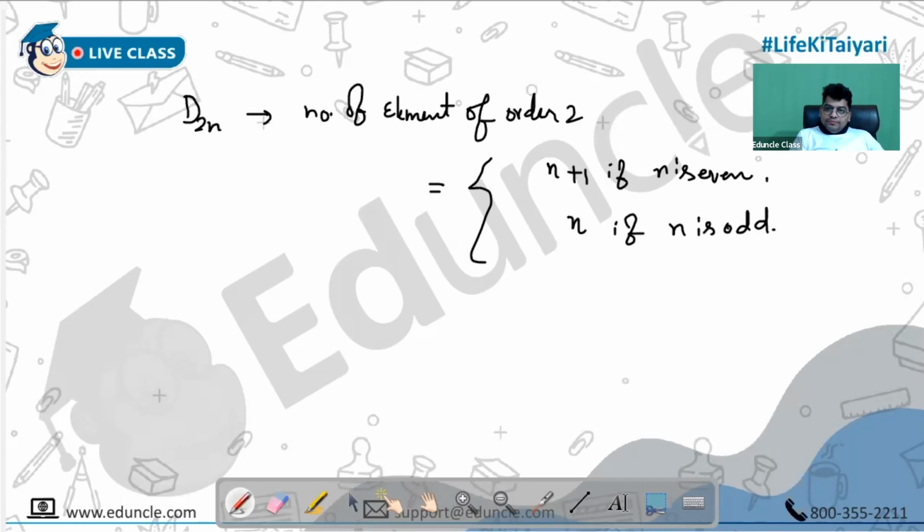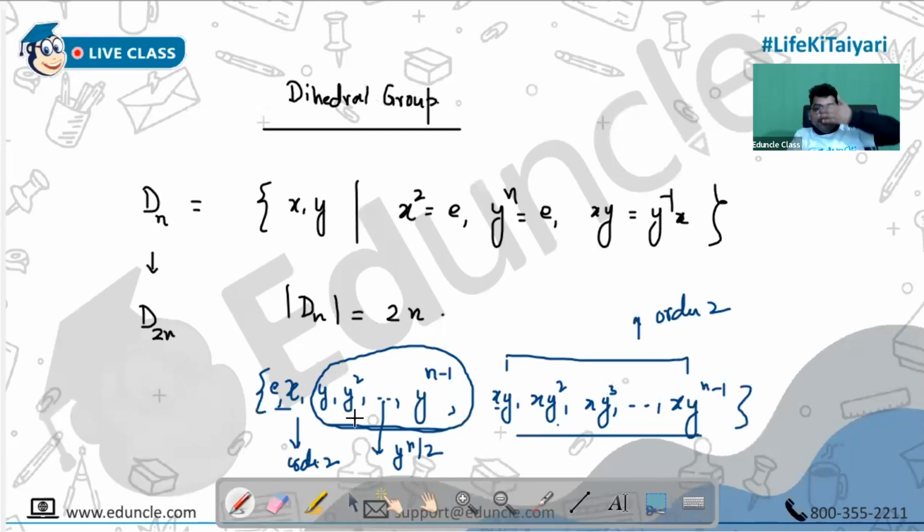If somebody asks how many subgroups of order 1 or of order 2 you can form, since a subgroup of order 2 is cyclic, the number of such subgroups is equal to the number of elements of order 2. So if n is even, the number of subgroups of order 2 is n plus 1, otherwise n. Then for subgroups of order n, if n is prime, we have discussed the prime case and the non-prime case also. So this is the dihedral group.